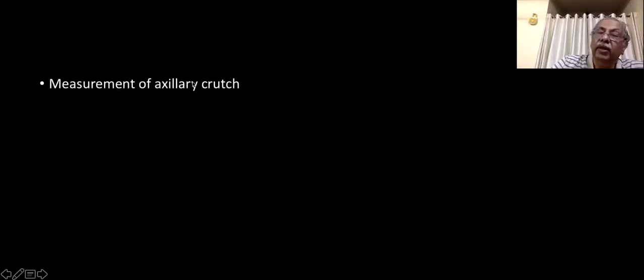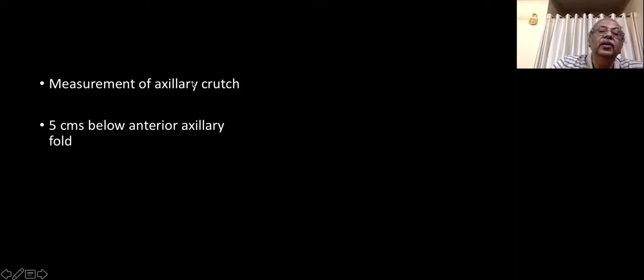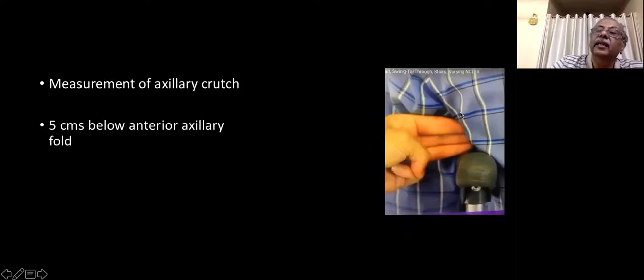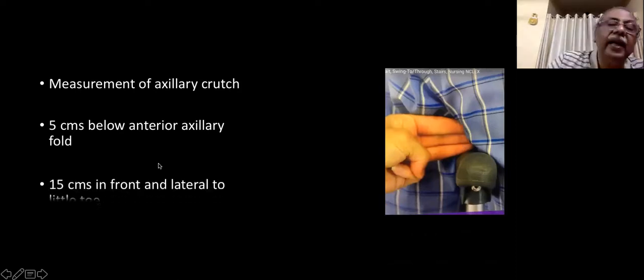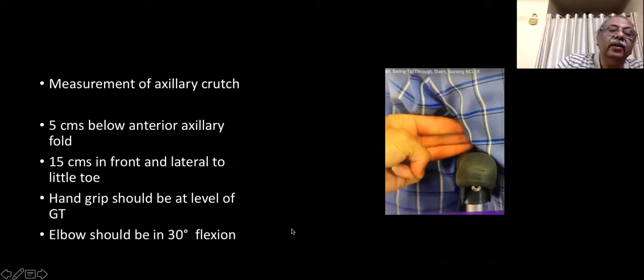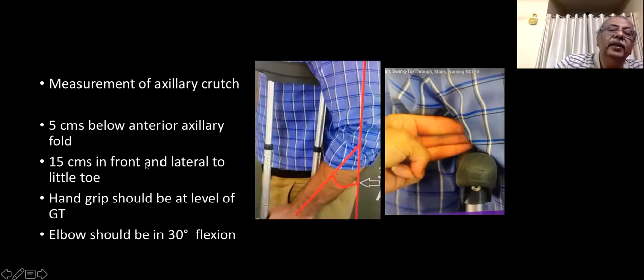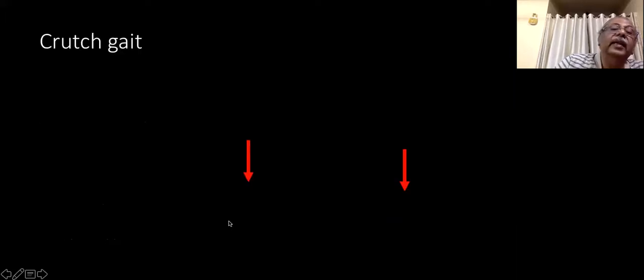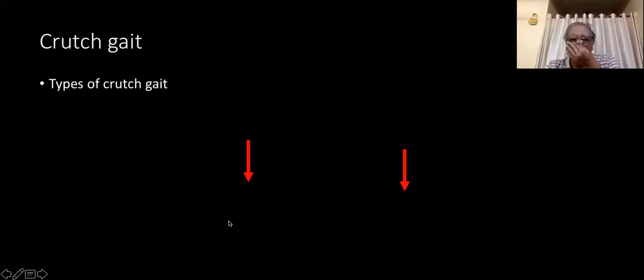Then how will you take the measurement for an axillary crutch? It is usually 5 centimeters below the anterior axillary fold. This is the anterior axillary fold, usually 5 centimeters below it. And the lower part, it is 15 centimeters in front and lateral to the little toe, and the hand grip should be at the level of the greater trochanter when the elbow is flexed 30 degrees. Then you will be asked to explain the various types of crutch gait.